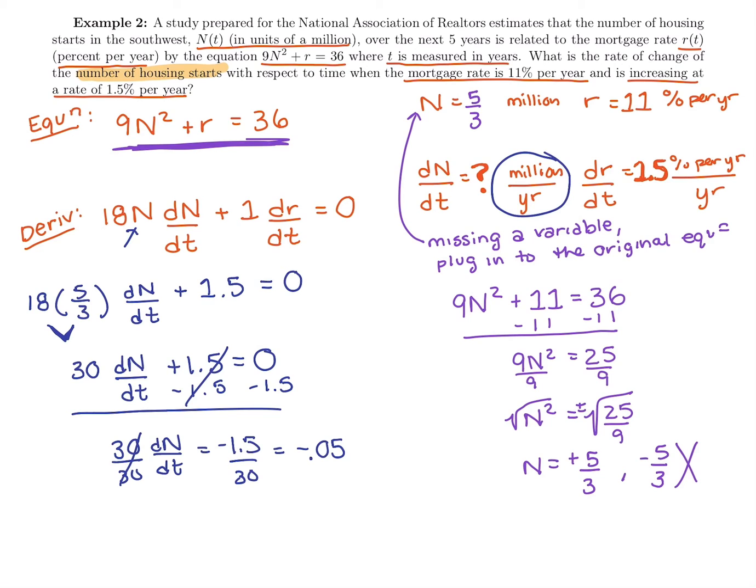This is in millions of housing starts per year. Million houses per year, which doesn't make too much sense to me. So at the end, I usually like to multiply out by these amounts. So I'm going to multiply by 1,000,000 and see how many that is. That is really going to be negative 50,000 houses per year.